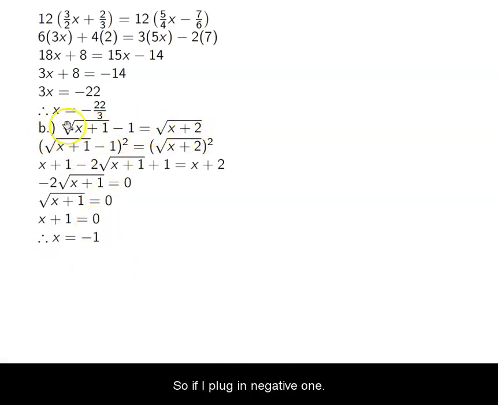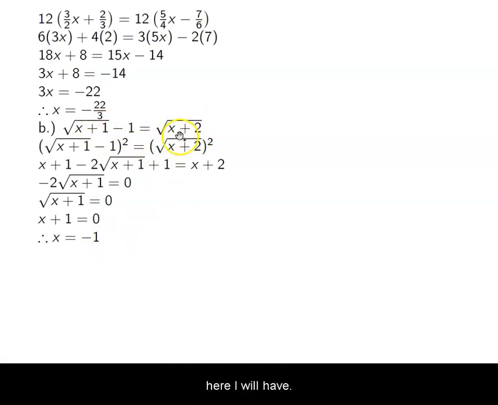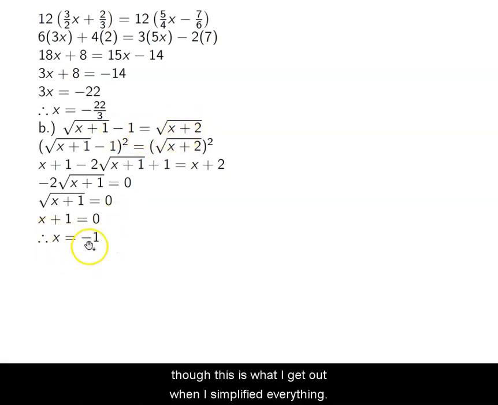Right? So if I plug in negative 1, I will have 0, and this will be minus 1. And if I plug in negative 1 here, I will have 2. I'm sorry, I'll have 1. So I end up with negative 1 equals the square root of 1, which is 1. So we call that an extraneous solution, because even though this is what I get when I simplify everything, that's not the actual answer that I get when I plug it in.